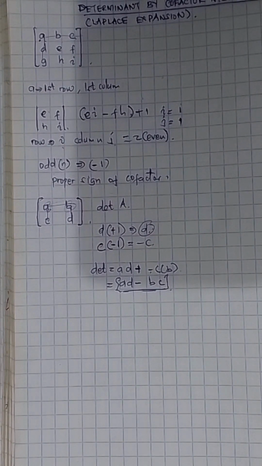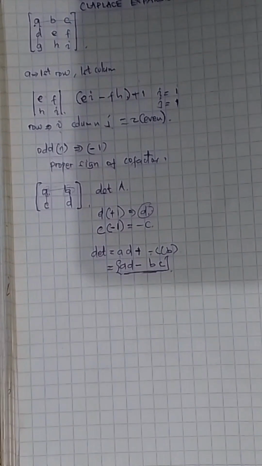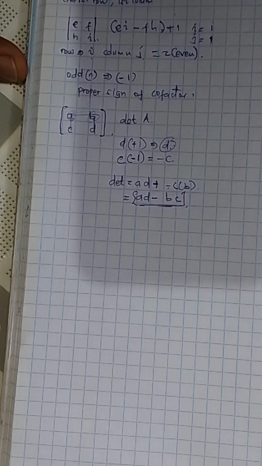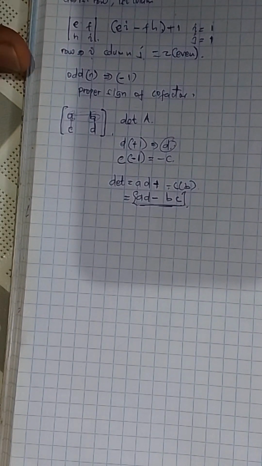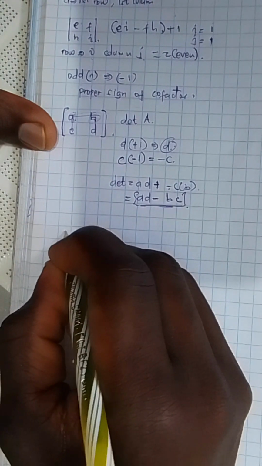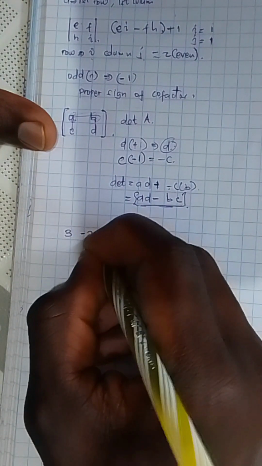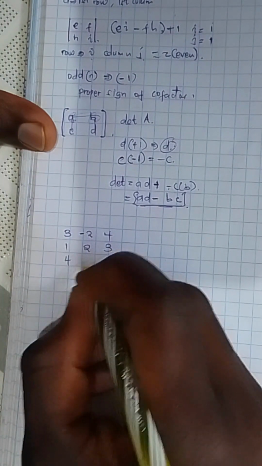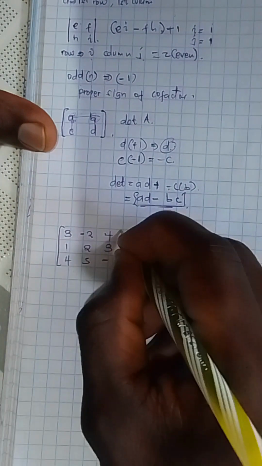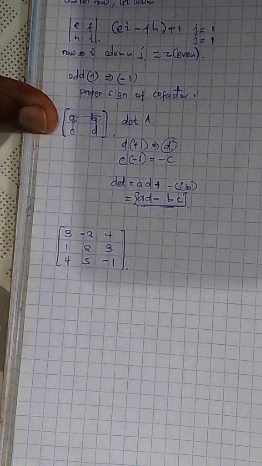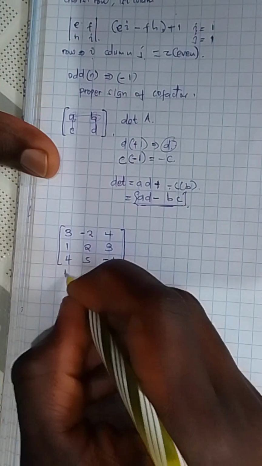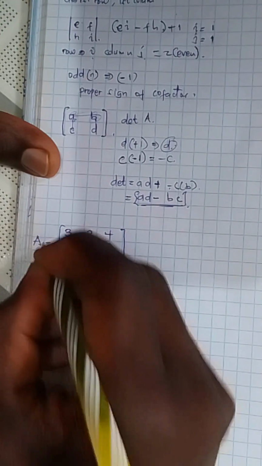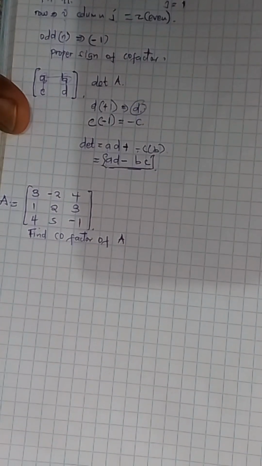So let's focus on a 3 by 3 matrix. We go straight into an example where you are asked to find the cofactor. Let's begin with how to compute the cofactor, then from there we'll compute the determinant. Just one example, because I think I've elaborated. So let's say we have the matrix with entries 3, negative 2, 4, 1, 2, 3. You are told to find the cofactor of A. This matrix was A.